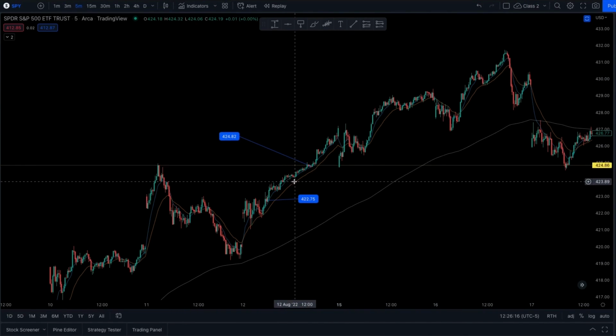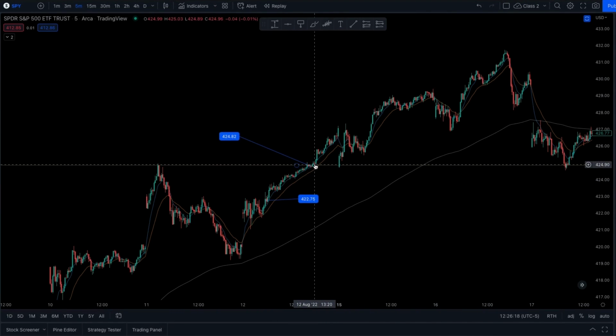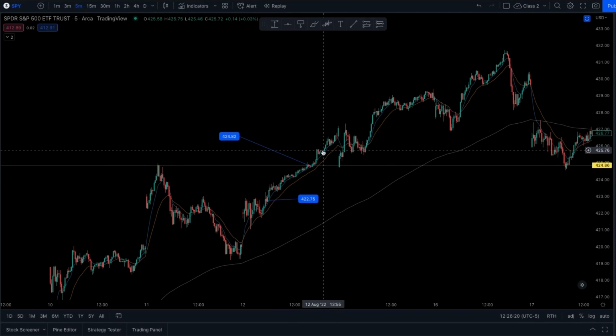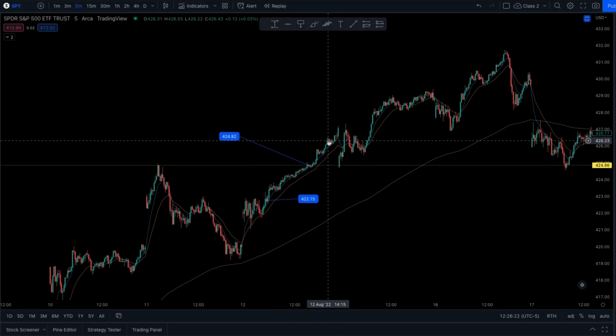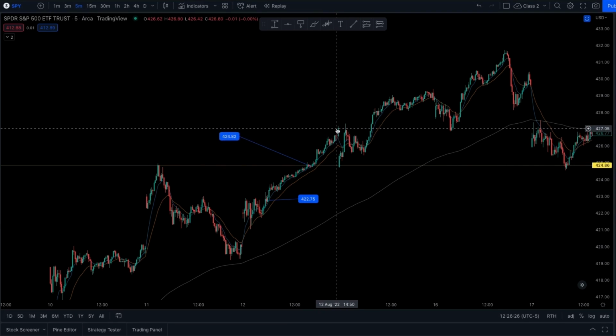And so if you notice, after we take profit, we get another push up and then a return to the 8 EMA, another push up and a return to the 8 EMA, and then another push up, right?